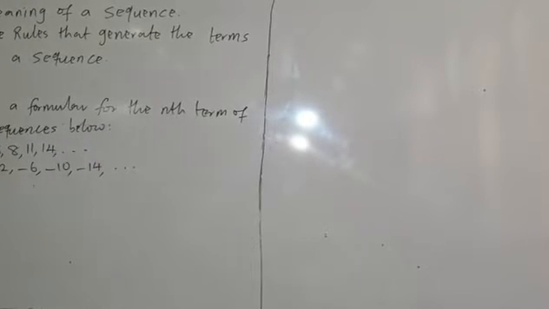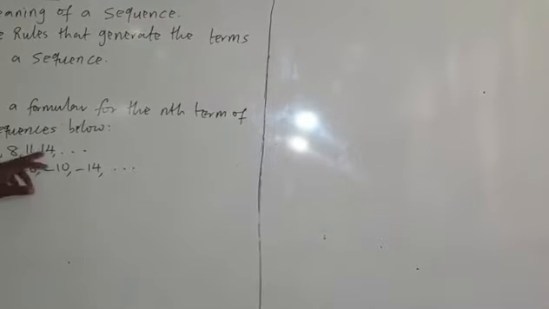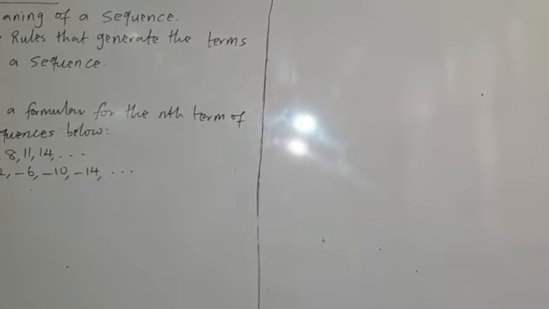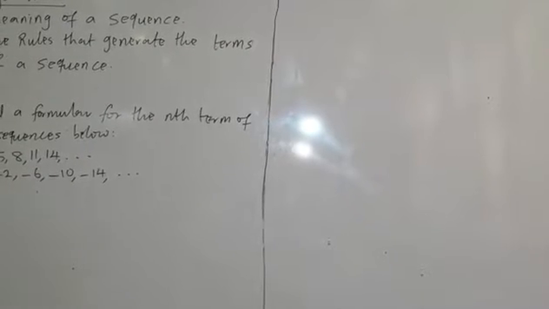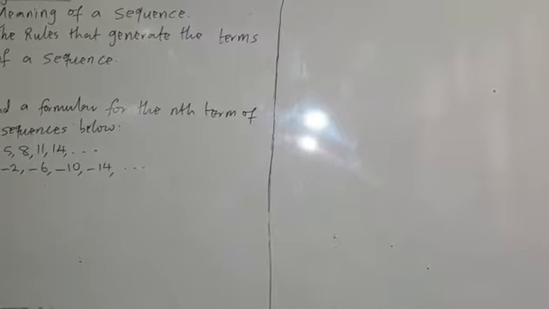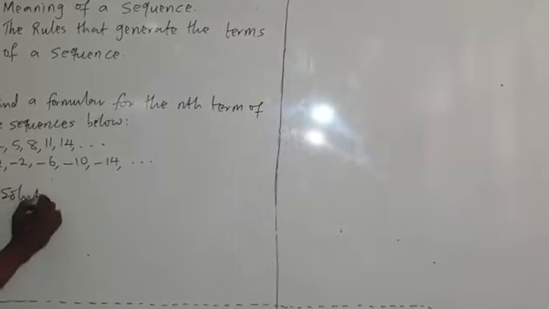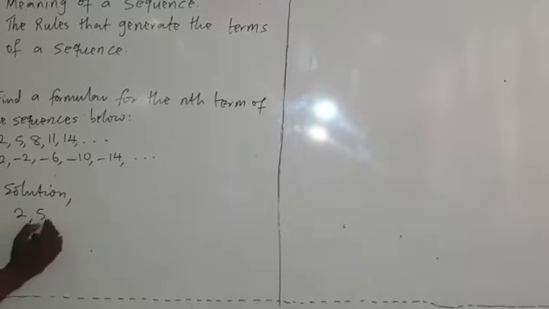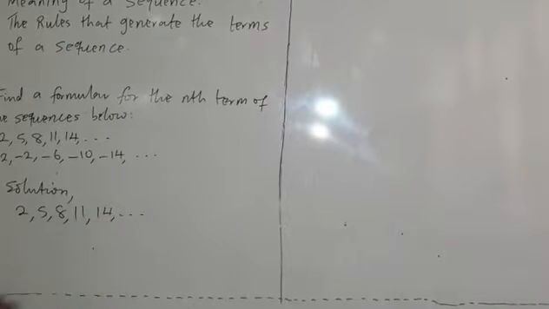So we have question A, 2, 5, 8, 11, 14, and so on. So we are looking for the formula for this sequence. Then B, 2, minus 2, minus 6, minus 10, minus 14, and so on. So let's start with question A. So A says solution. So the sequence is 2, 5, 8, 11, 14, and so on.